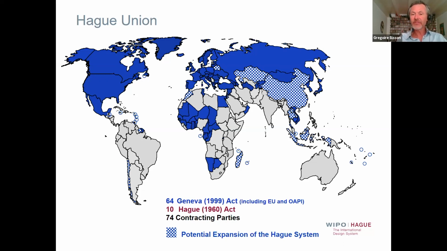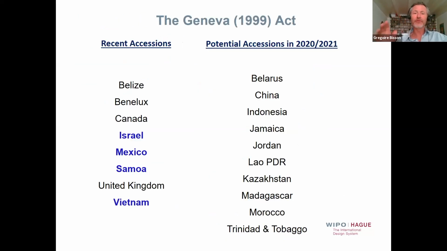So the map is a bit busy. Some of these countries are admittedly small, so let me run you through a list of recent accessions. And what I mean by recent is really those that came into force in the last 2 years, or that will come into force very soon. You see that we've included Canada recently, but those that you see in blue, Israel, Mexico, Samoa, and Vietnam, are more precisely countries that just joined this year. In the case of Mexico, the accession will become effective on June 6 this year, so it's not there yet. But with the addition of Canada and of course the presence of the USA, that means that we've got the whole North American territory covered.